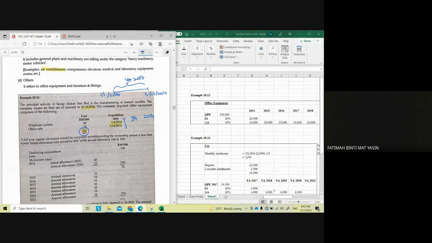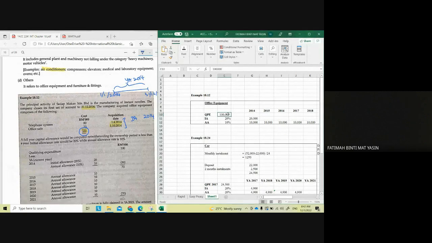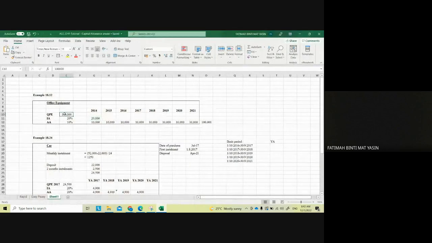Here QPE is 100,000 and the rate is 20% for the initial allowance and 10% for the annual allowance. For 2014, the company can claim the initial allowance. So this one is 20% multiplied by the QPE, which is 100,000. Then you will have 20,000. So that's for 2014, they can claim the initial allowance.